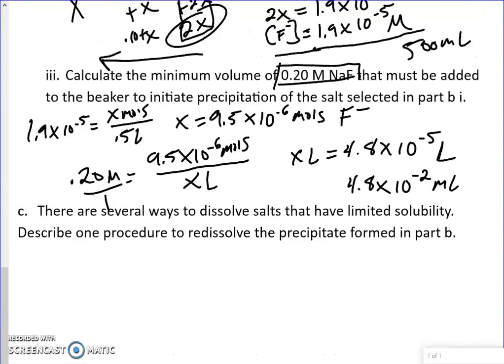And the last thing is part C. There are several ways to dissolve a salt that has limited solubility. Describe one procedure to redissolve the precipitation formed in part B. Now, we didn't really talk about this much in class either, but I want you to use common sense with this one.